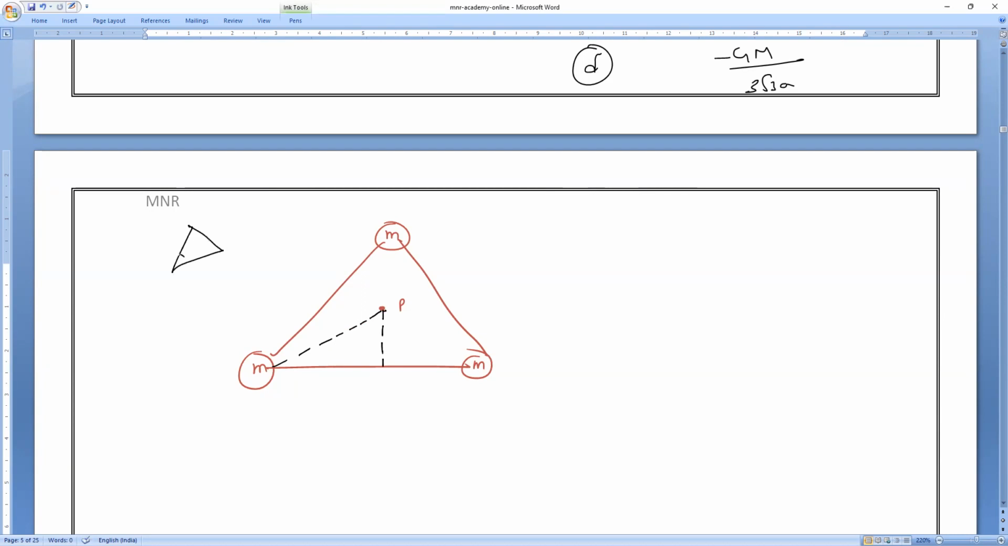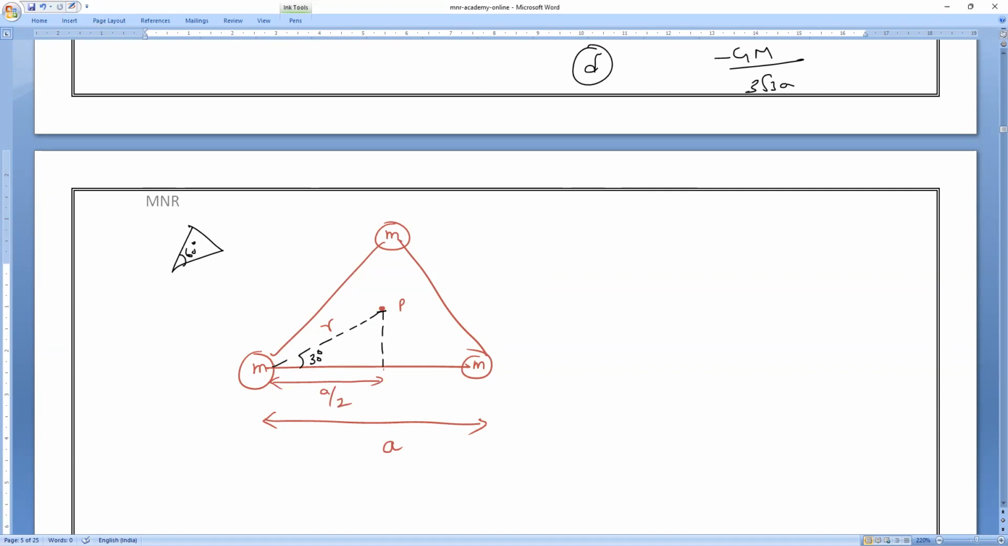If it is an equilateral triangle, here it is the 60-degree angle. If I draw exactly towards the diagonal, then what is this angle? 30 degrees, yes or no? Let me take the distance between this mass and the point P as R. Now, if the total distance is A, then perpendicularly exactly at the middle, what will this distance become? A by 2. Clear?